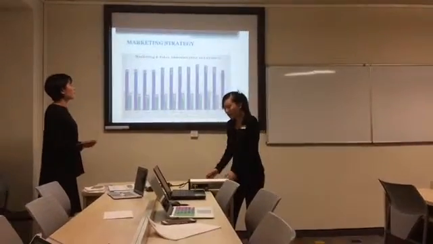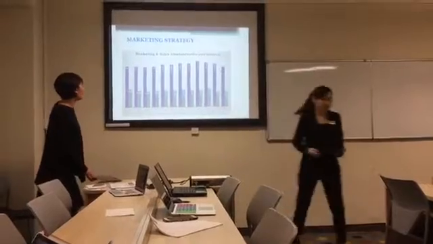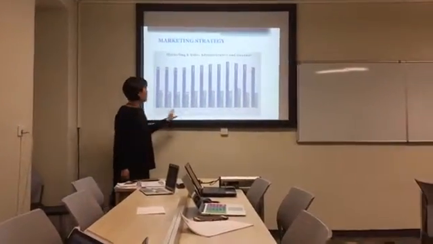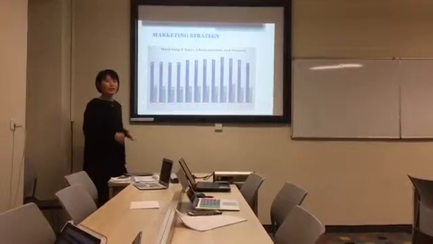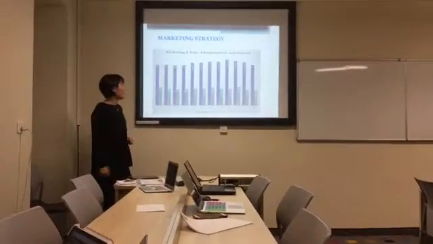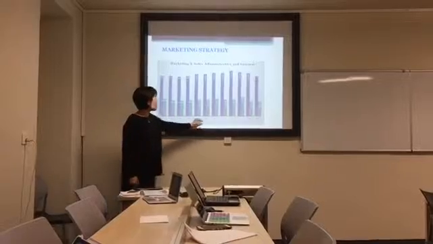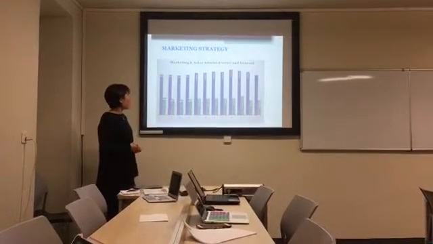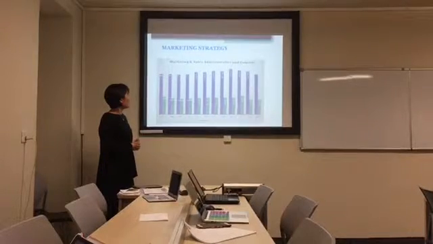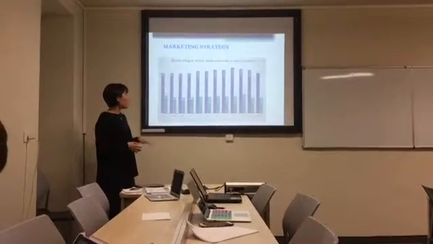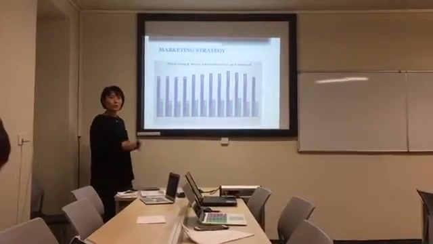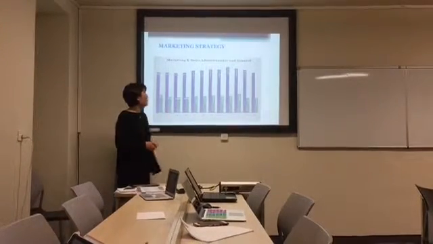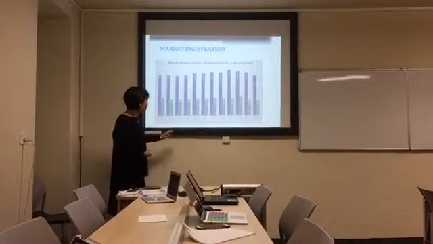And now is the marketing strategy. Given this chart, we can see every month our marketing and sales are balanced. But especially in May and July, we spend more money than other months. For the next year, we have to spend more money to focus on marketing and sales than other departments.